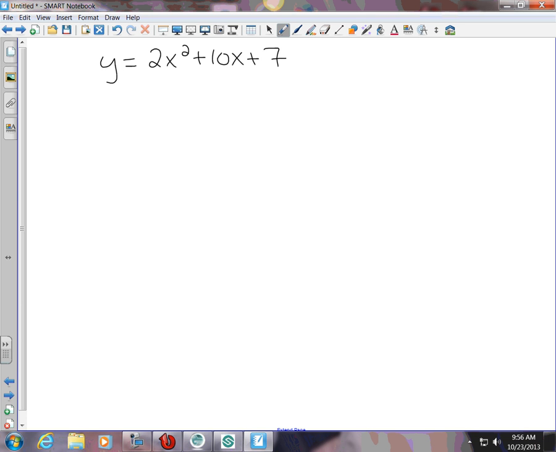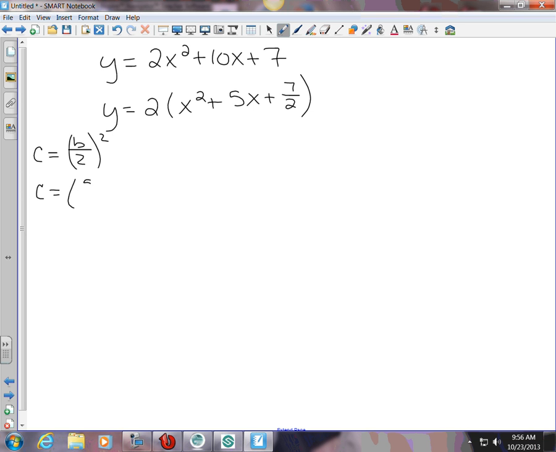Okay. All right, so who remembers how I started these? Divide everything by 2. I need to pull that 2 out, right? Out front. Okay, so this becomes, are we okay with that? Good, I need to find my new C term. B over 2 squared is my formula. What's b in this case? What's 5/2 squared? What's 5/2 squared, guys? 25 over 4.